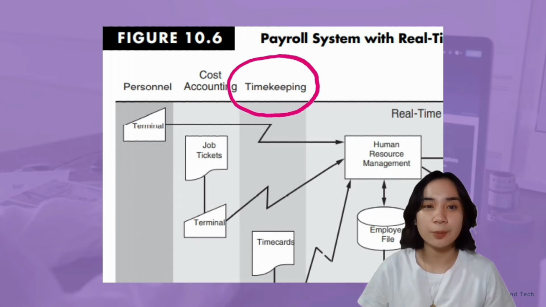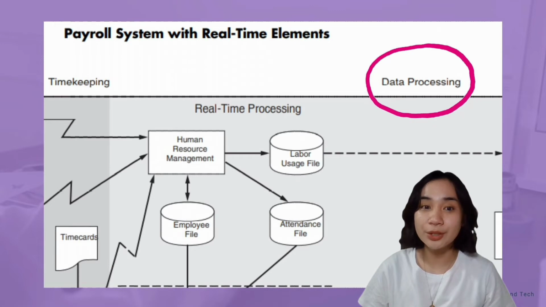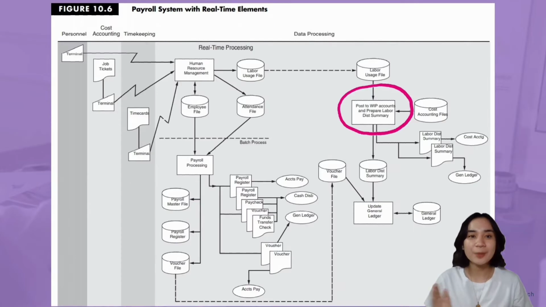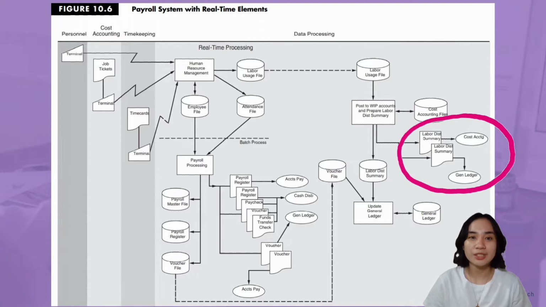Upon receipt of the approved time cards from the supervisor at the end of the week, the timekeeping department creates the current attendance file. And at the end of the work period, the following tasks are performed in a batch process. Labor costs are distributed to various work-in-process, overhead, and expense accounts.